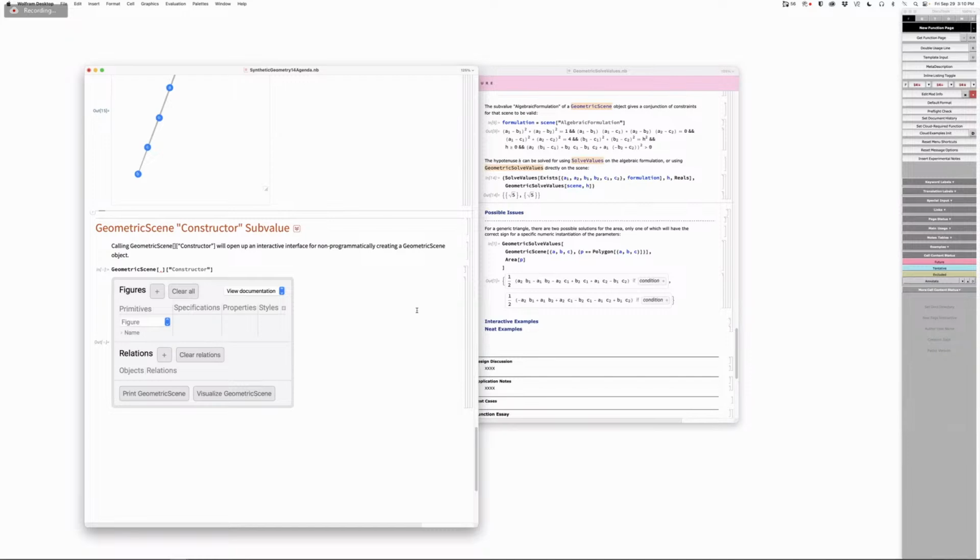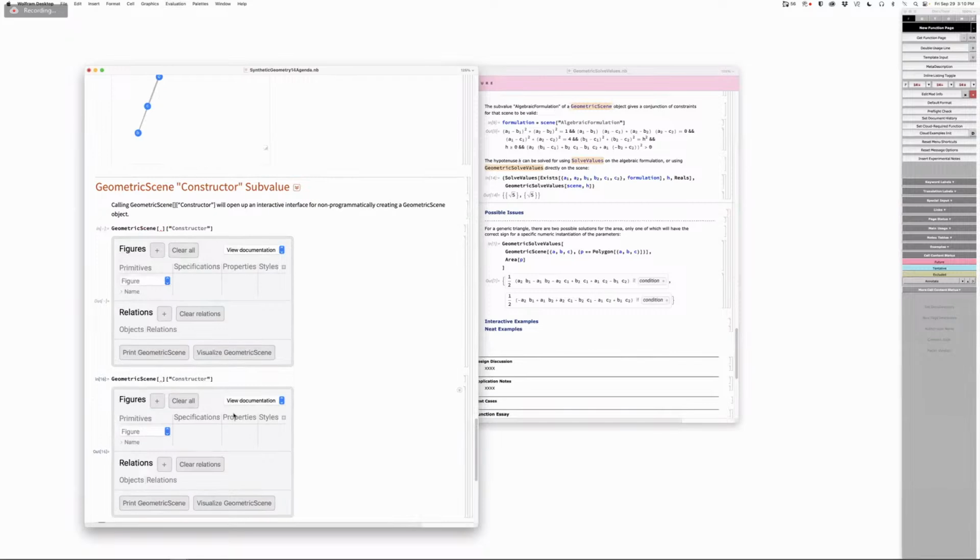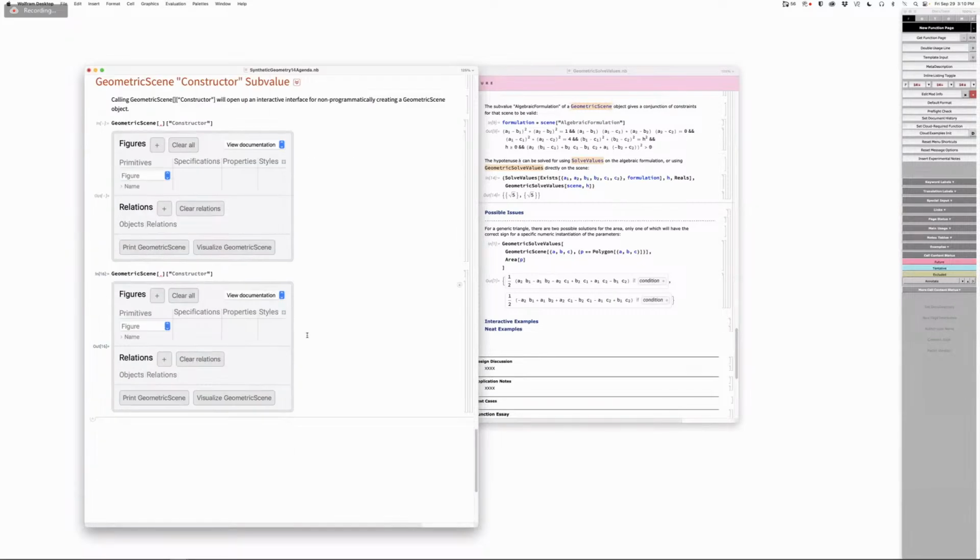What is this? So Jeremy Stratton-Smith made this, so I'll let him present it. Yep, this is essentially an interface to allow you to build a geometric scene without having to type the code. So it's divided into the figures and relations sections. Figures, so this is the beginning of our effort to make an interactive way to enter geometric scenes.